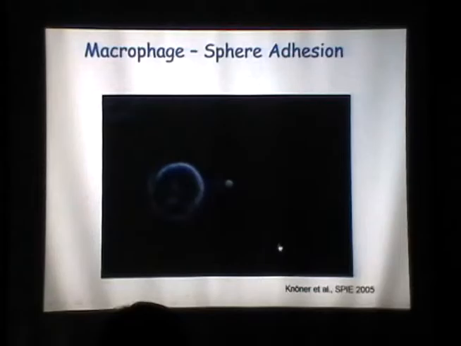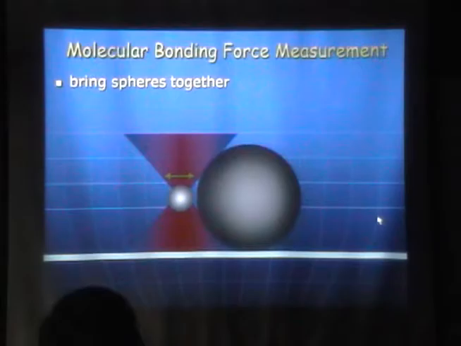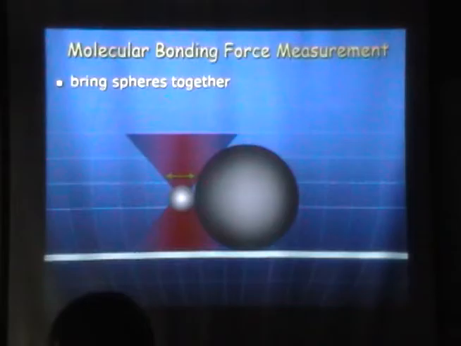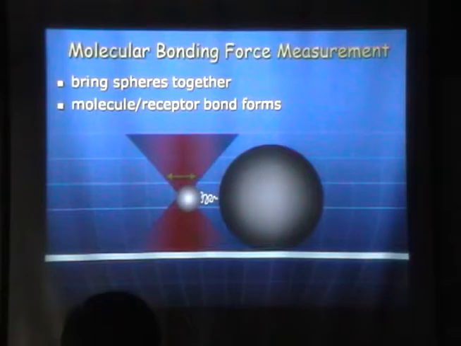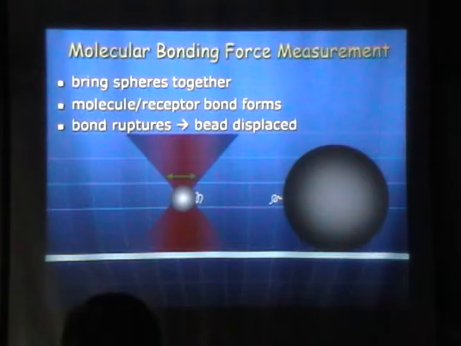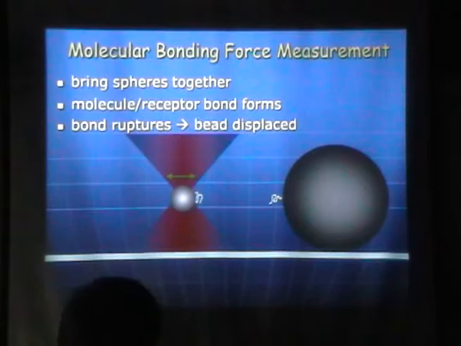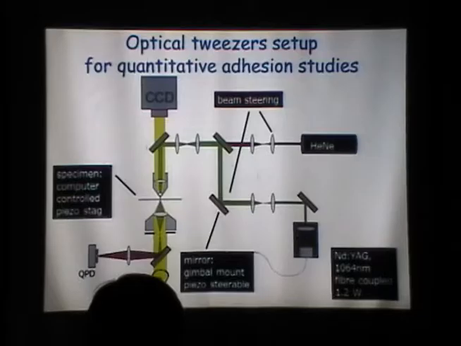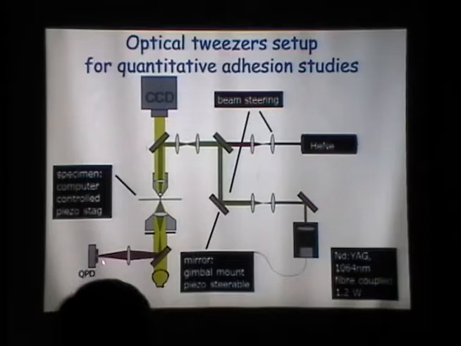So the model looks something like this. I have my particle, my macrophage, and the particle trapped in the trap. Then I see the adhesion occurring, and then I pull further and the bond is breaking. So I can measure the rupture force of this bond, if it's one bond or many bonds. And the system looks something like this. Again, it's very similar to the system that I showed you before. Here I want to measure very carefully the position of the particle when it's detaching from the macrophage.